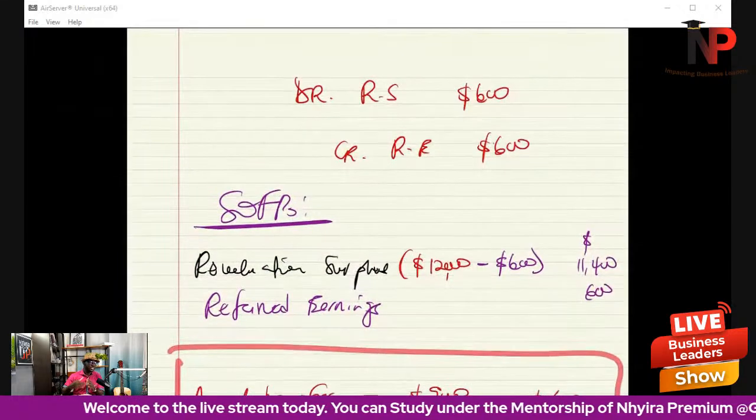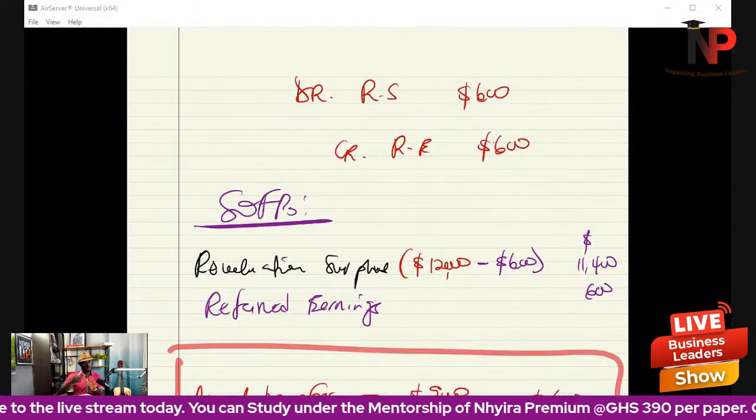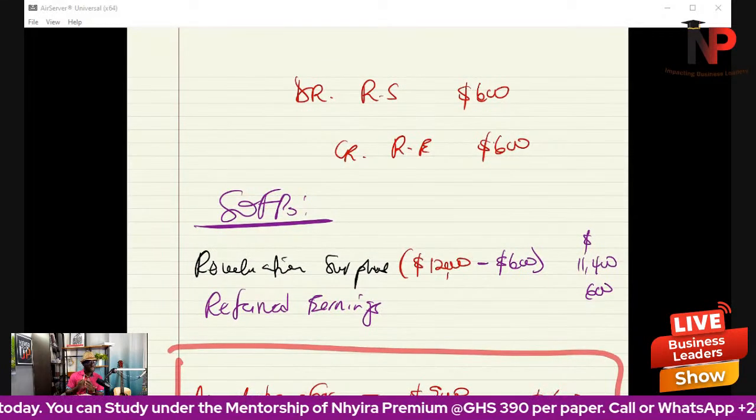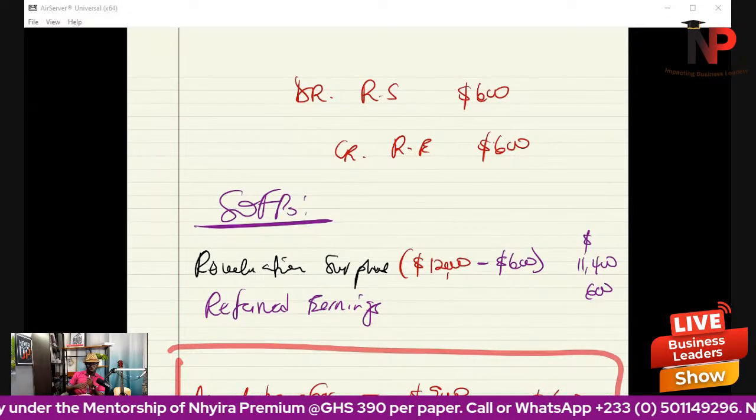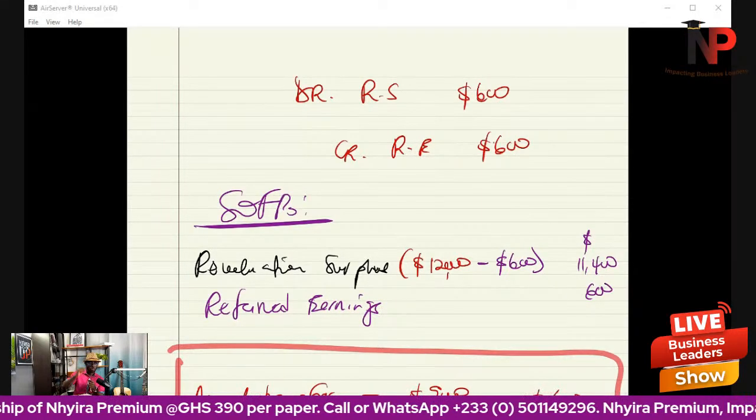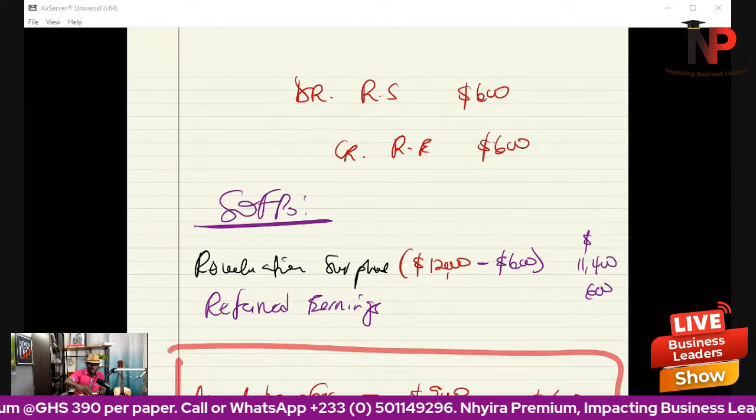So that is how we deal with subsequent measurement of assets, especially when revaluation is done, and when we are supposed to make a transfer, and when we are not supposed to make a transfer.